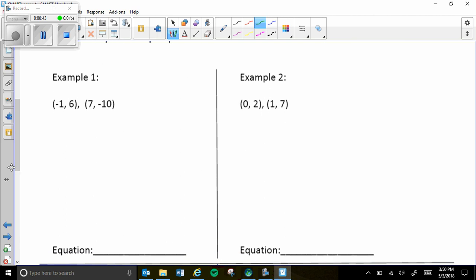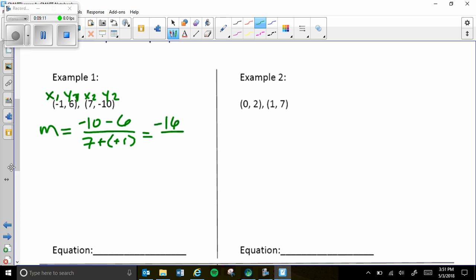So again, the first thing that I need to do is solve for m. And we're going to use that y2 minus y1 over x2 minus x1. So I have -10 minus 6 over 7 minus x1 is -1. So minus a negative becomes a positive. -10 minus 6 is -16 over 8. You need to simplify that. -16 divided by 8 gives me a -2.